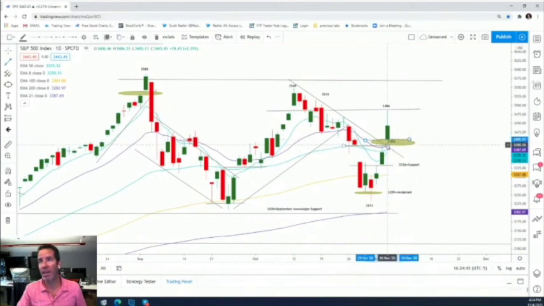34.05. It could even fill this gap, okay, towards 33.89, okay? And by this point, these moving averages that we were below here and below here, we're back above.